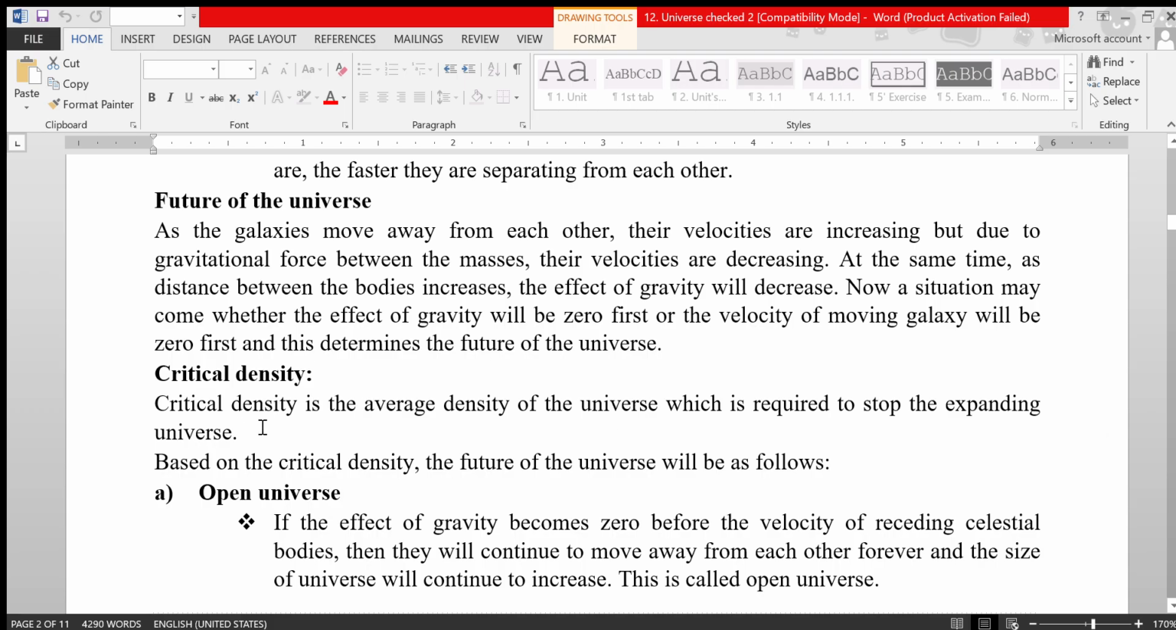Critical density. Critical density is the density of the universe which is required to stop the expanding universe. Based on the critical density, the future universe will be as follows.